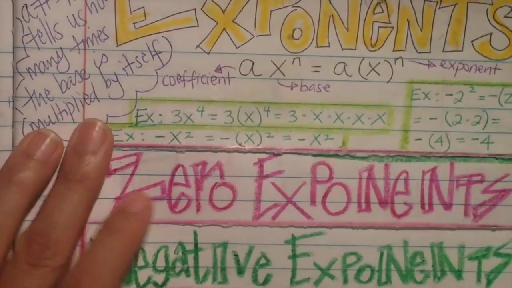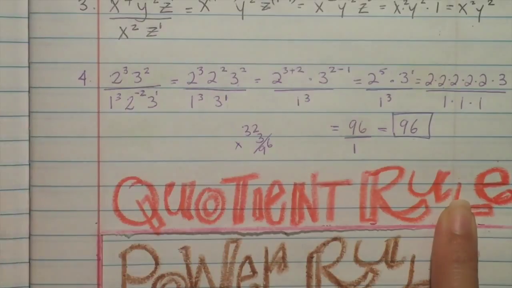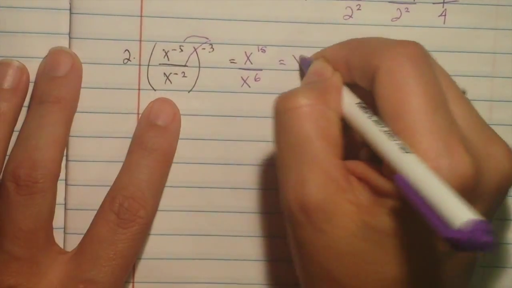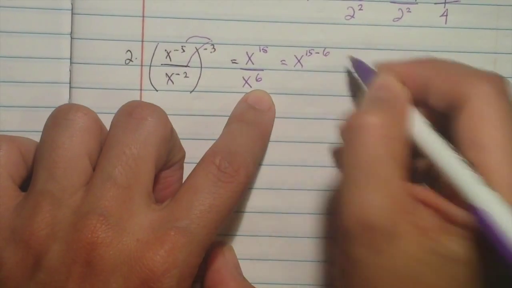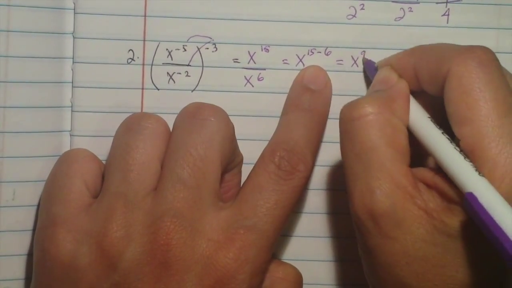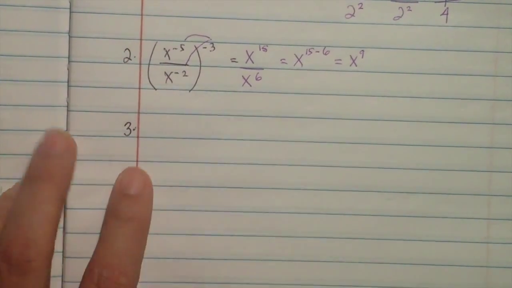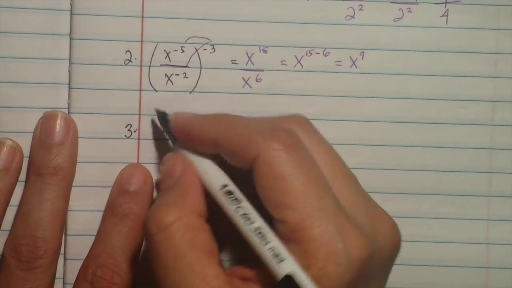Now I've got it positive, but now it looks like a quotient. So I go to the quotient rule, and the rule is it has to have the same base, and you subtract the exponents. So the same base it does, and you just subtract the exponents. So it's 15 minus 6. So x is to the 9. And that's basically it. So over and over, just using all the rules that you know. It doesn't have to be in a specific order.